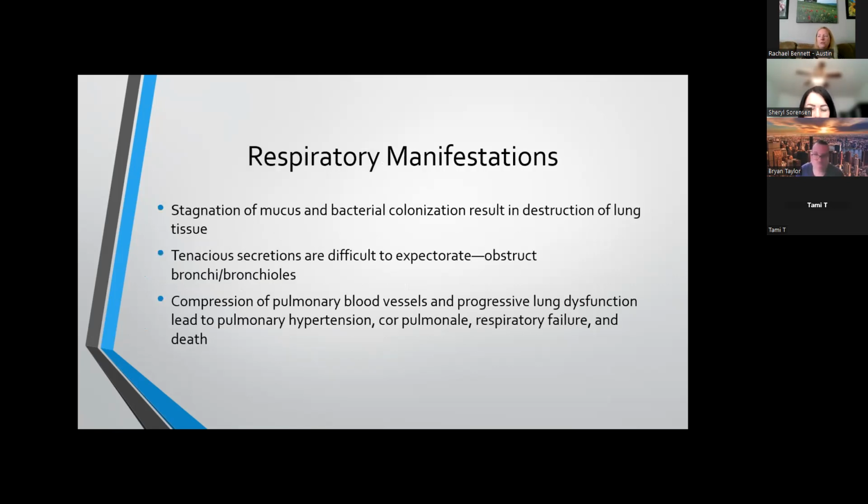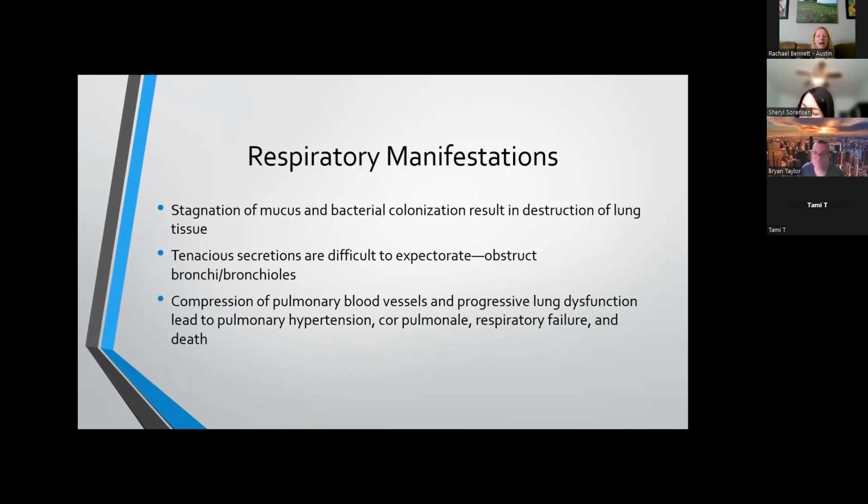All right, so looking at our respiratory manifestations, we have stagnation of our mucus. We've already covered talking about our respiratory infections: the stagnation, or the lack of movement, in that mucus increases the likelihood of pathogens coming in and causing infections. The other big factor here is that those secretions are very, very thick, which means that as our child is trying to cough them up, they get stuck. Those secretions can get down into our lungs, and now it's going to cause some obstruction. It's going to affect the way that our child is able to oxygenate.